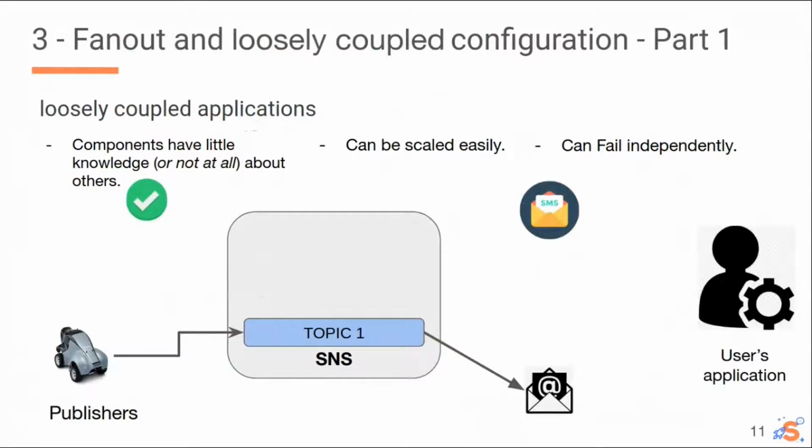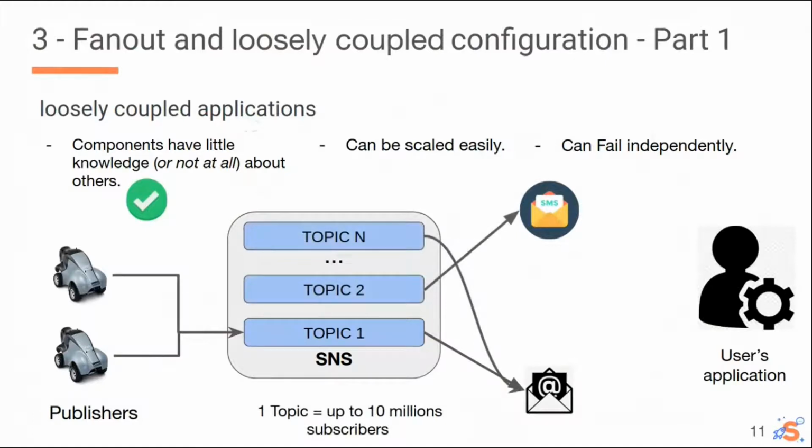Does it scale? Well, you can have as many publishers as you want. And you can create as many topics as you want, but you're limited to 100,000 topics. And for every topic, you can have up to 10 million subscribers. That's huge. It's going to take you a lifetime to use all those resources.